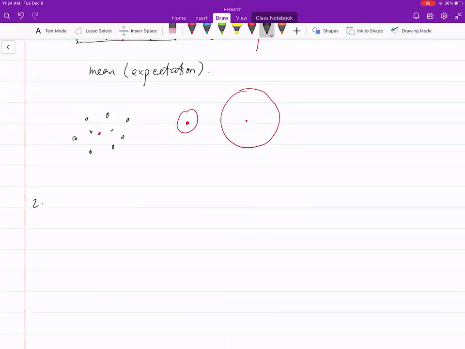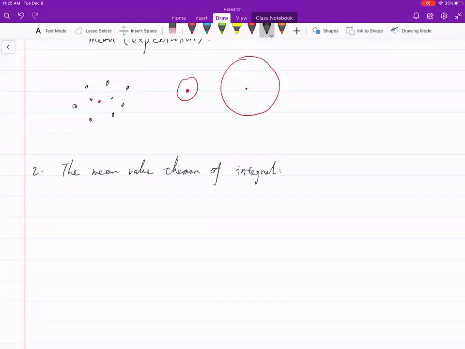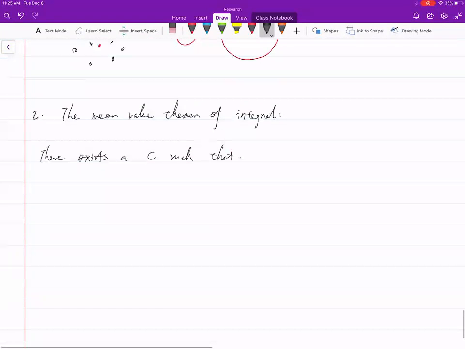Now, the last thing is called the mean value theorem of integral. What does it say? It says there exists a c such that f(c) equals the average value, with c in [a, b].